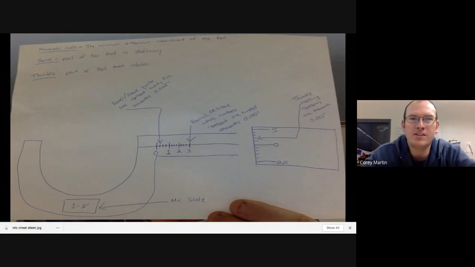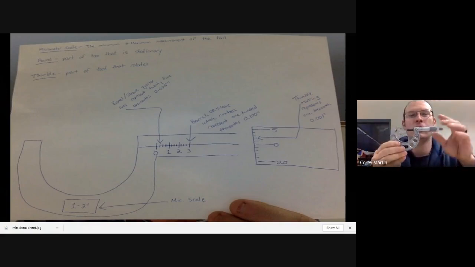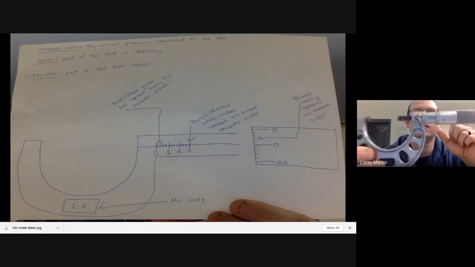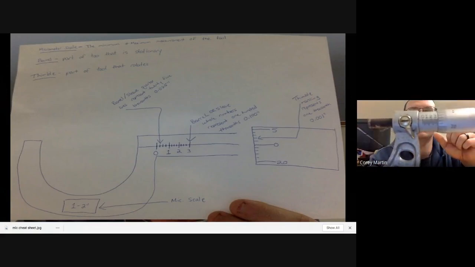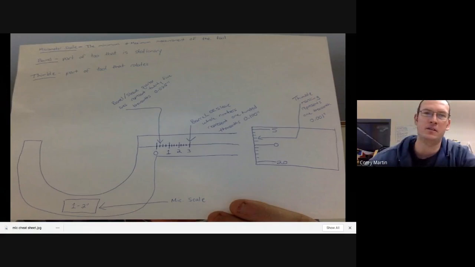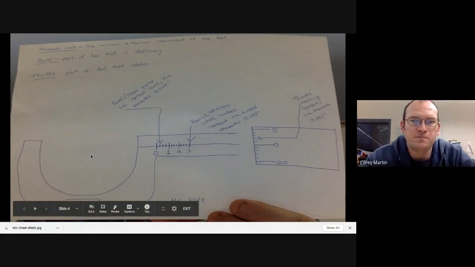All right, so here is that cheat sheet, and you have a link to this as well. You can print it out if you'd like, but this just gives a simple breakdown of what all the little markings on this mean, and it's difficult for me to show you this on a video. Zoom in here, and you can see what these are, but this is just broken down on a piece of paper. So first thing, we go down here to the bottom of the page, and on the bottom of the tool here, it's 1 to 2, and then it says mic scale.